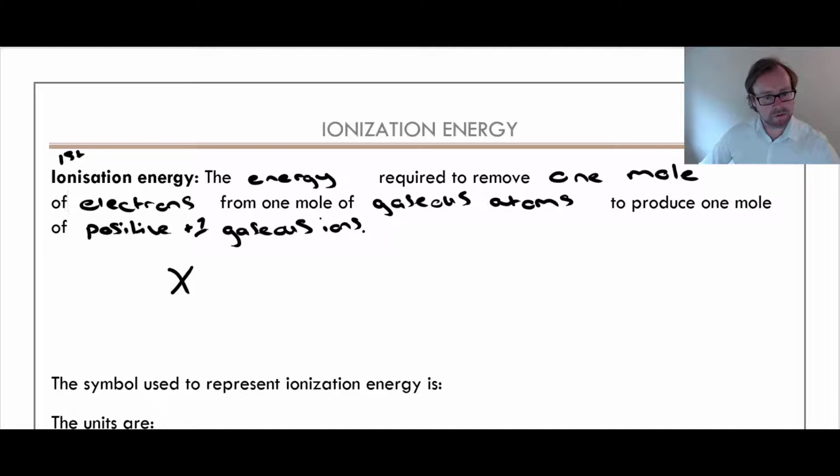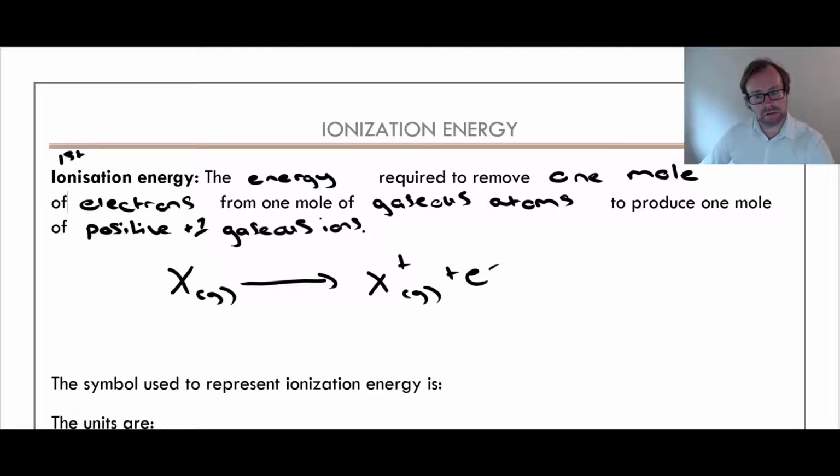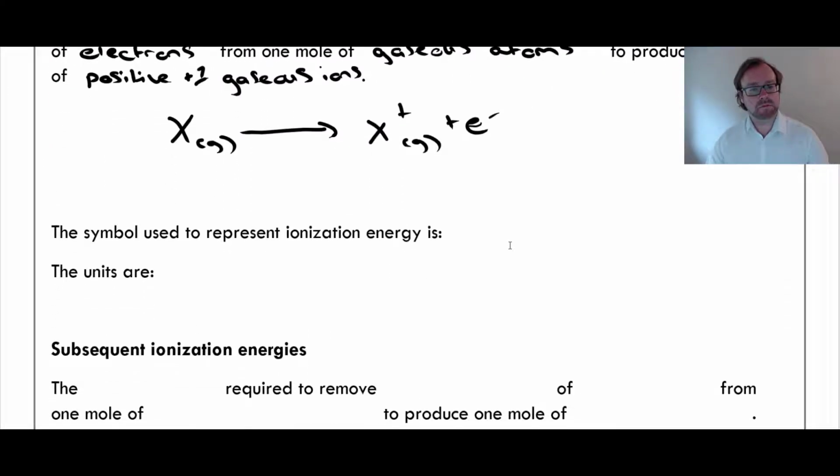However, it's easier if we write it down as a chemical equation. So, the energy required to remove 1 mole of electrons, here's my 1 mole of electrons, from 1 mole of gaseous atoms to produce 1 mole of gaseous positive ions. Okay, and the symbol used to represent energy change is usually delta H, and our units are kilojoules per mole, kJ mol⁻¹.